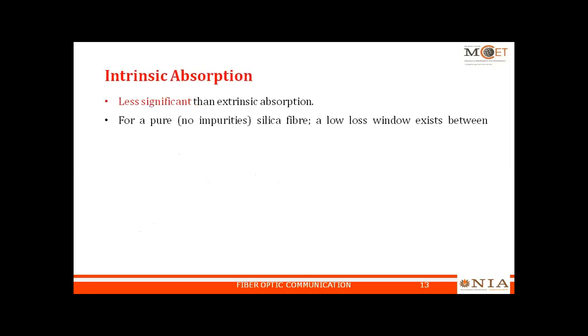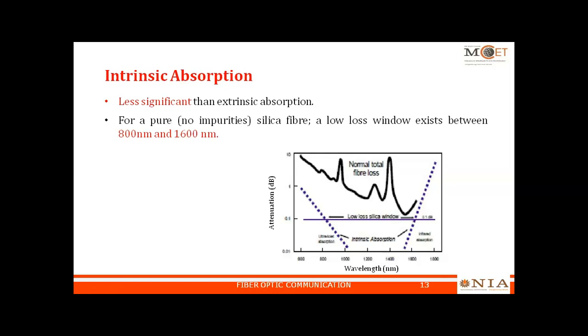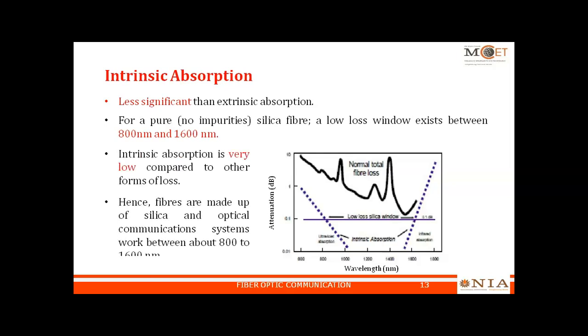So we have the three windows, that is 850 nanometer, 1310, and 1550. The graph indicates wavelength versus attenuation. This we have seen already. Intrinsic absorption happens only due to the pure material. This we have already discussed.